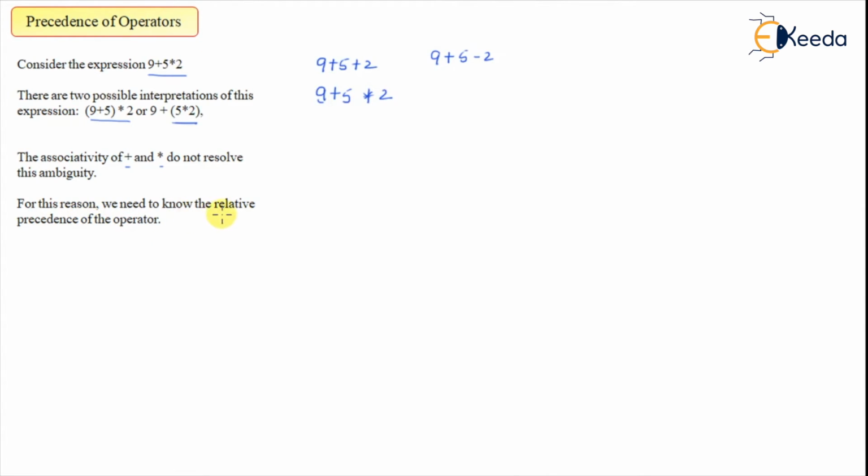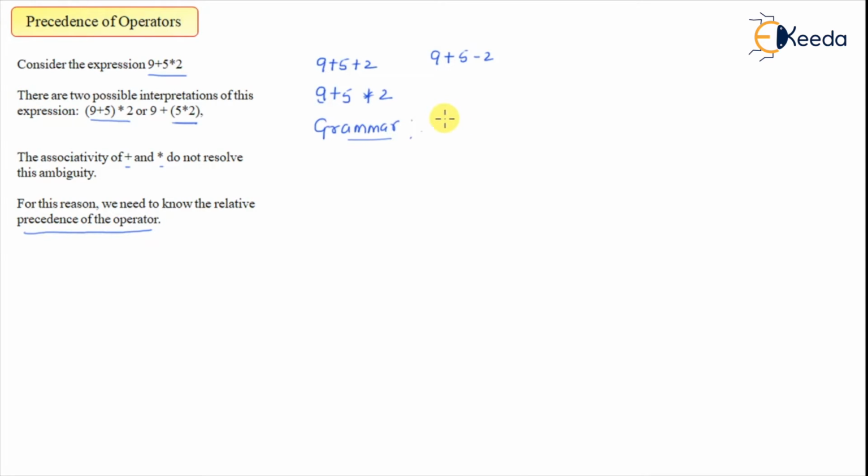So for this reason we need to know the relative precedence of the operators. That is the motivation. The precedence rule is also given by your grammar only. The way you write the grammar, the way they will follow the precedence rule. So let me show two different examples over here.